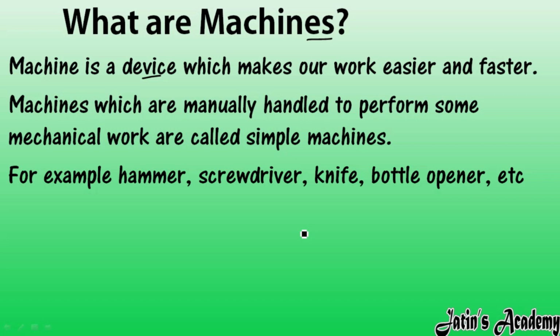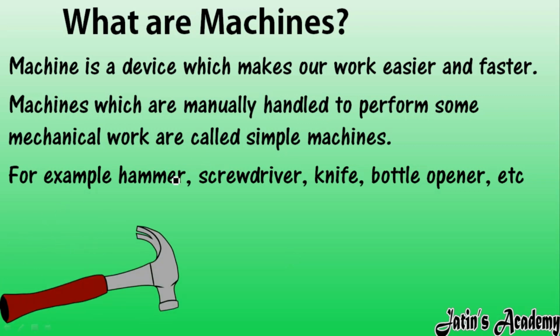Machines which are manually handled, meaning we apply some kind of force to move the machine or to take work from it, are known as simple machines. Or simply you can say machines made up of only one or a few moving parts are simple machines. An example of a simple machine is a hammer. In a hammer, not many machines are connected together. Simply one arrangement is there by which we can easily fix a nail into a wall, or do whatever work we want.